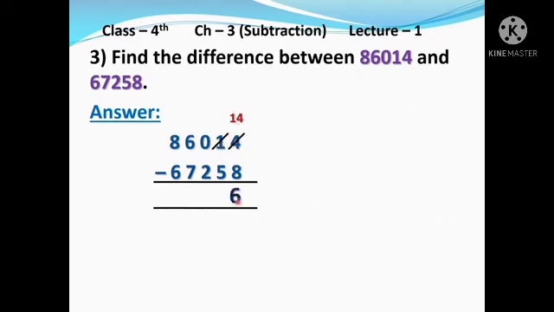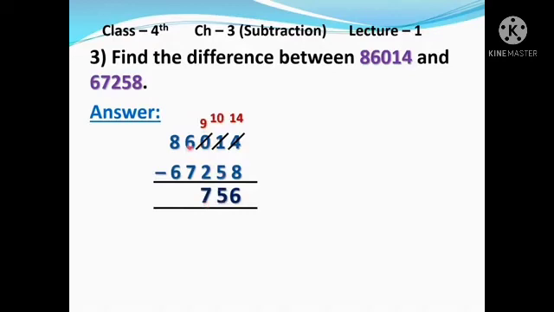14 minus 8, 6. Now see, this 1 will become 0. Now we will 0 minus 5, it is also not possible. So we will take borrow from this number. See, here it is 0. We can't borrow from it, we will borrow from this 6. This 6 will become 5 and this 0 will become 10 and this 0 will become 9. Okay, so now 10 minus 5, 5 and 9 minus 2, 7.